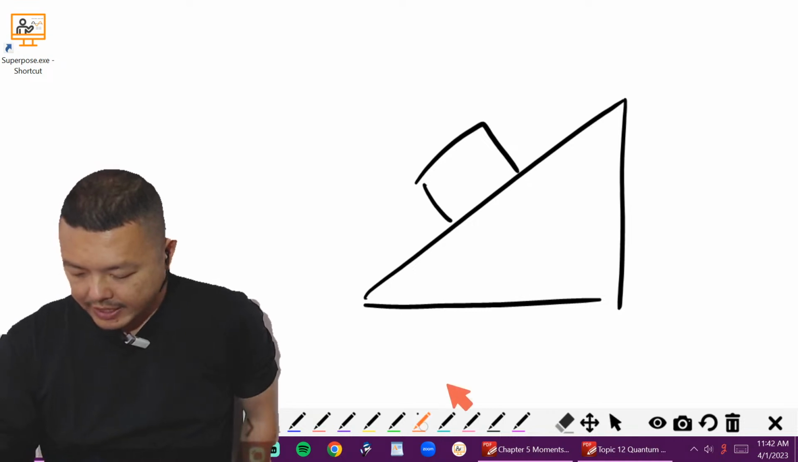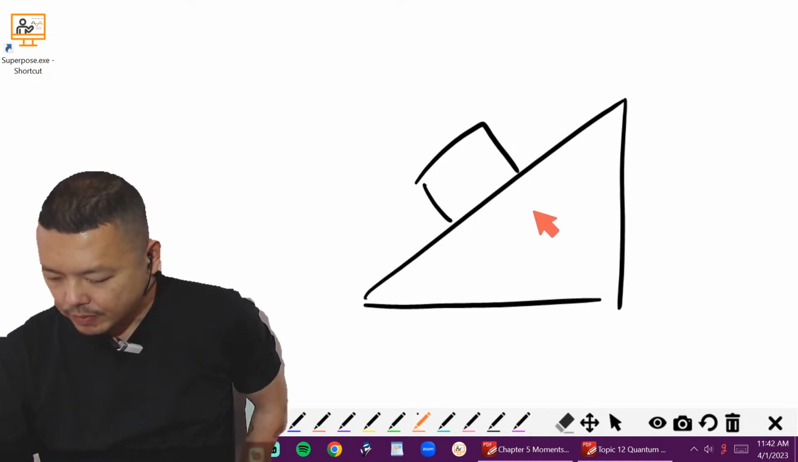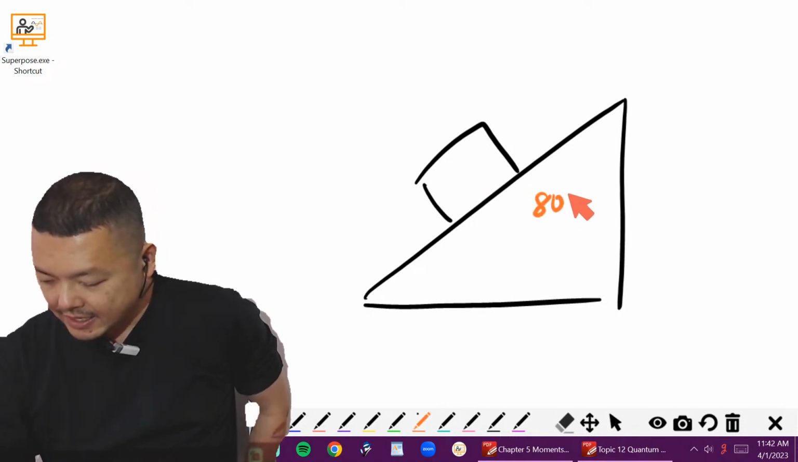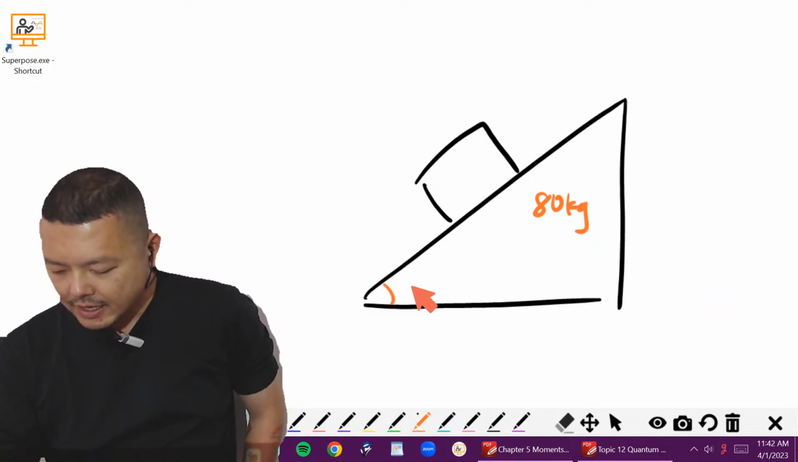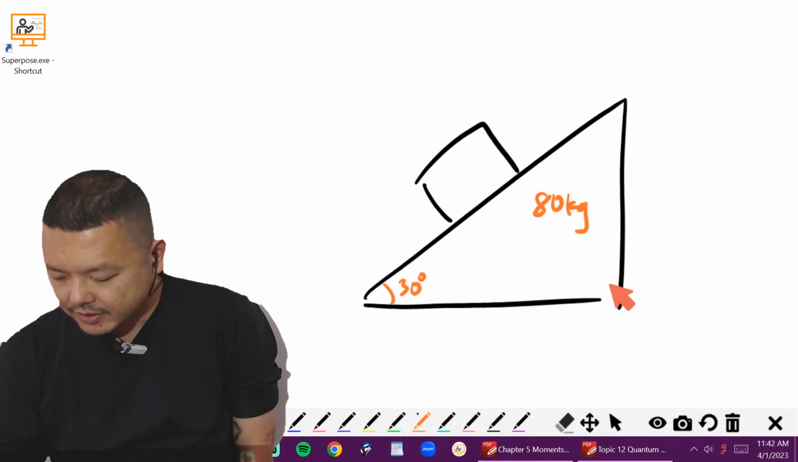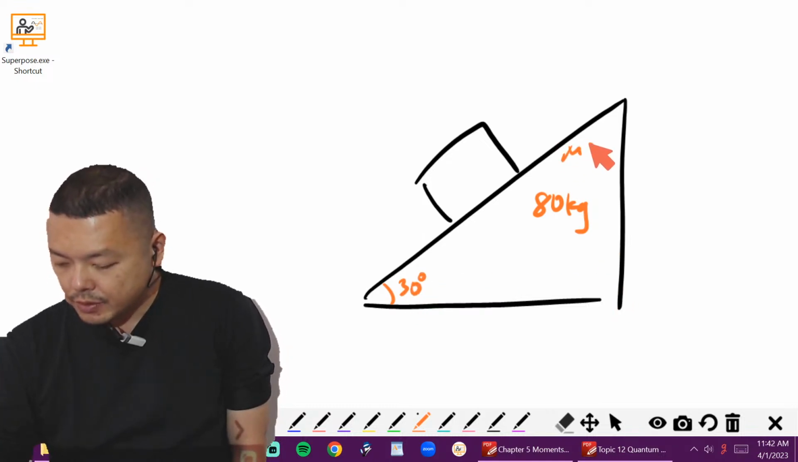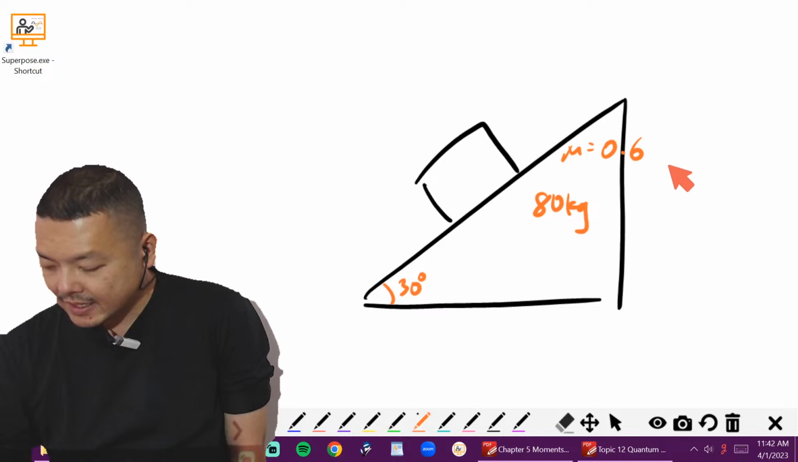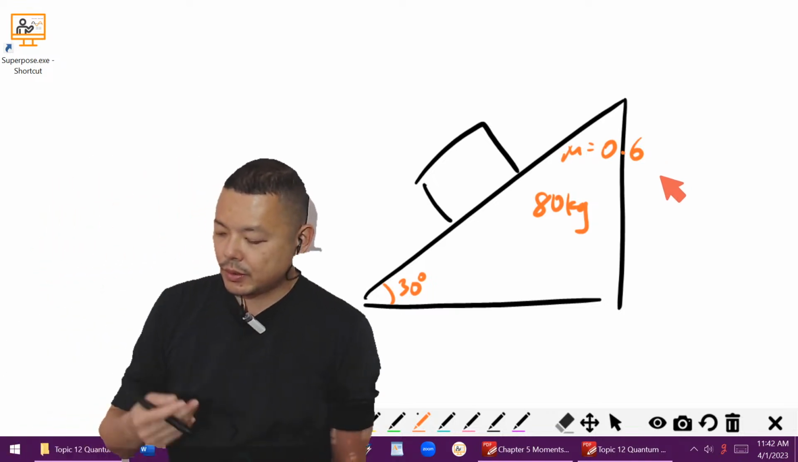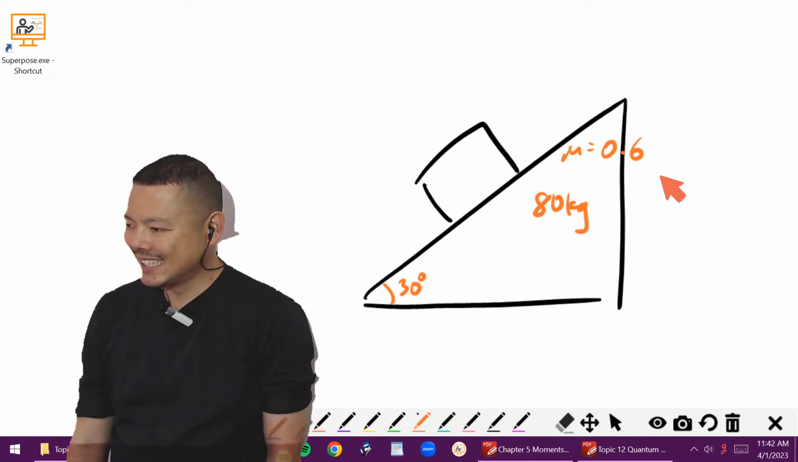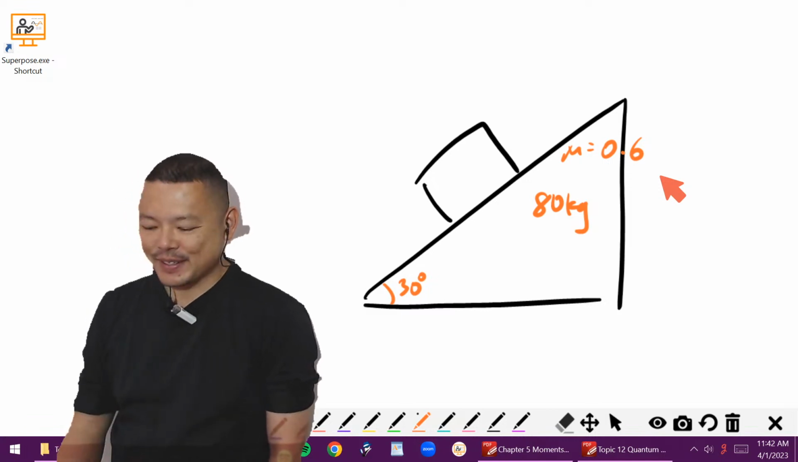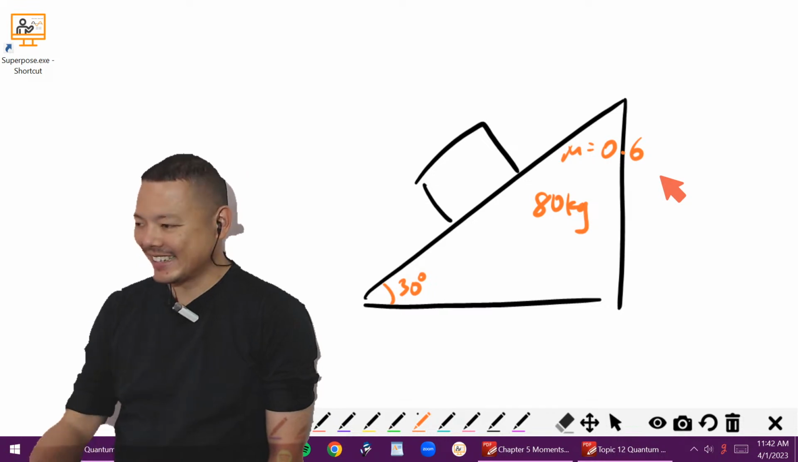Let me just give you a quick example. I have a box on the slope, where the box is 80 kilograms. Just a random one, right? The angle of incline is 30 degrees, and I tell you that the coefficient mu is 0.6. Tell me what's going to happen to this box.